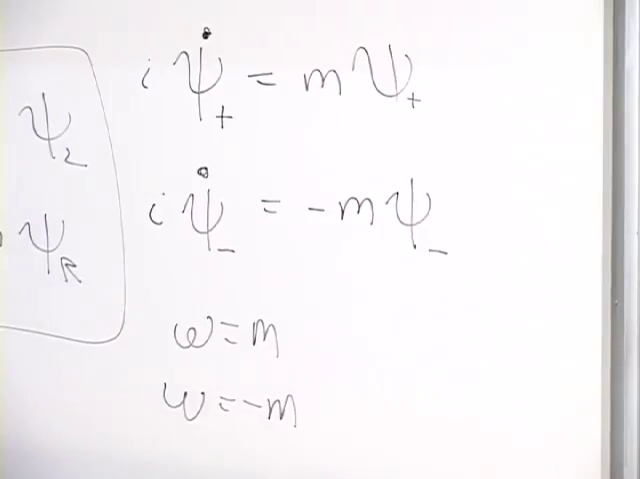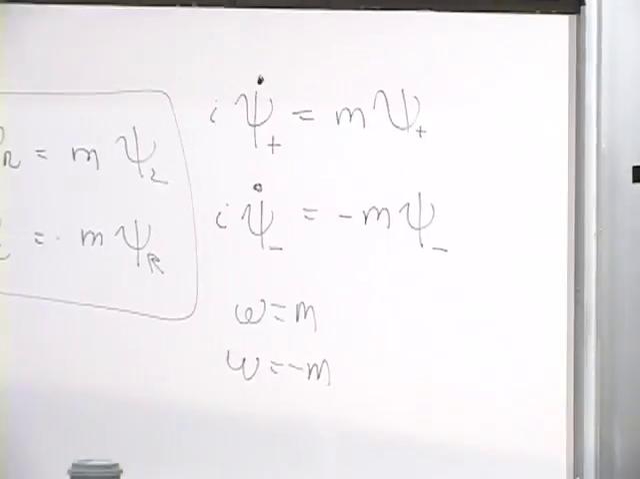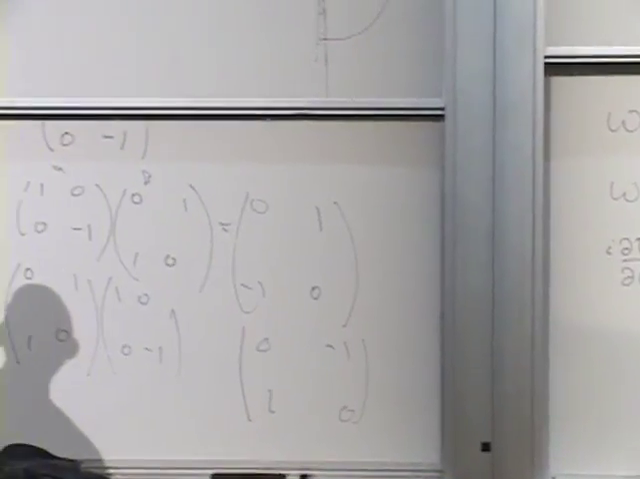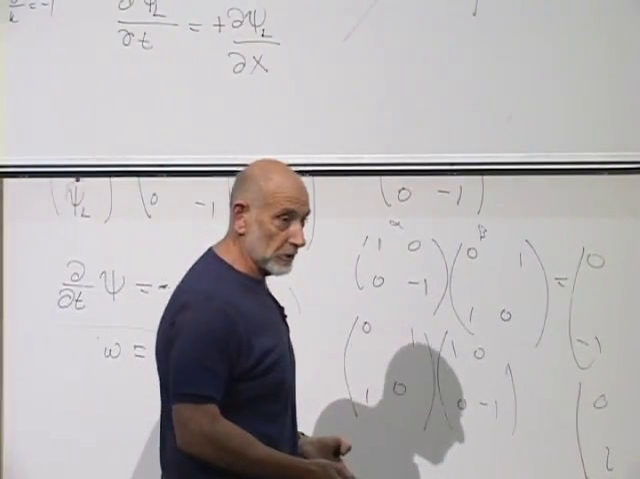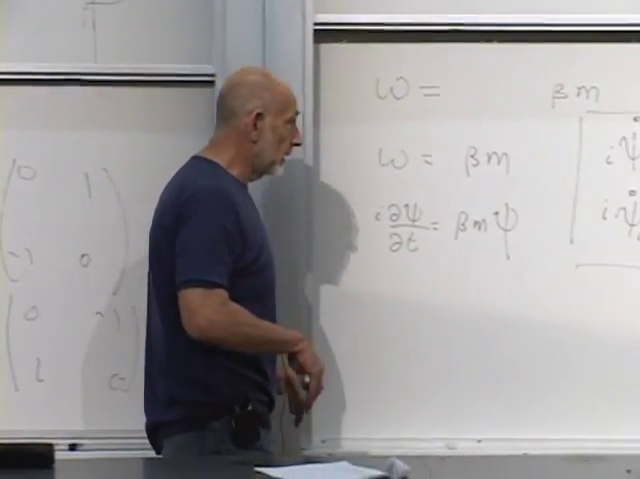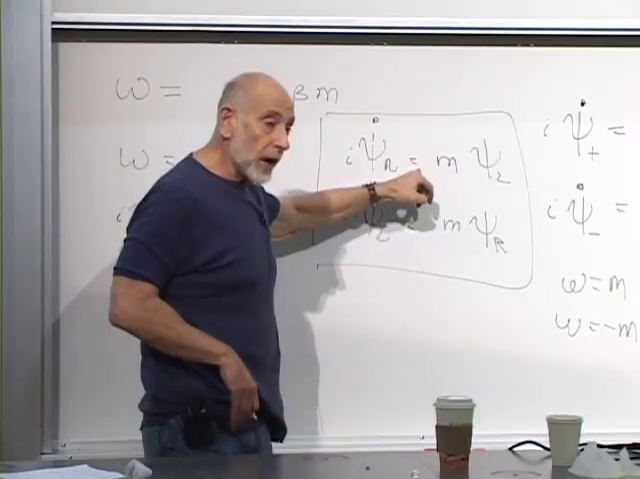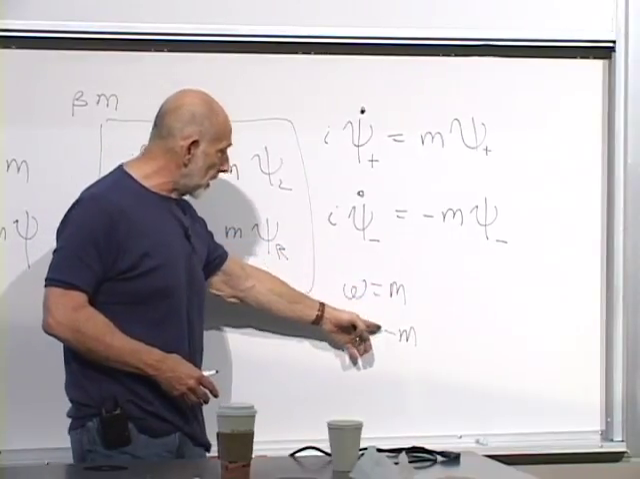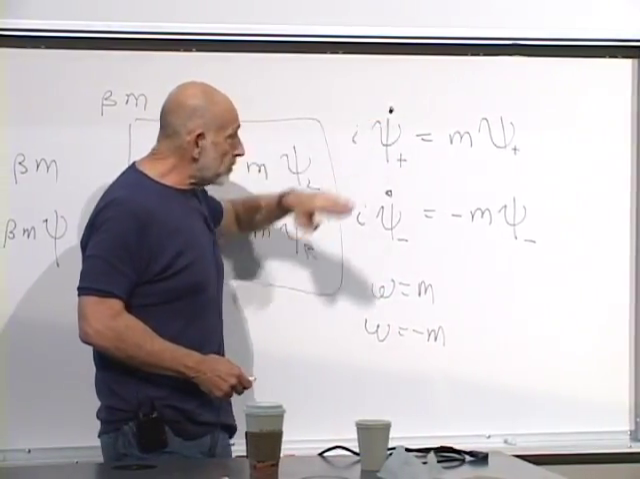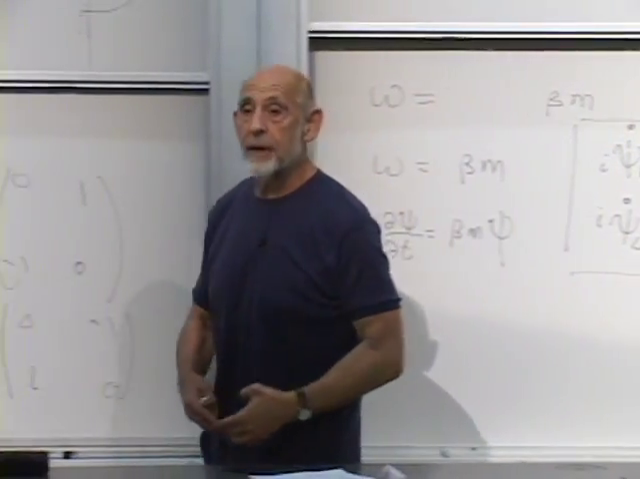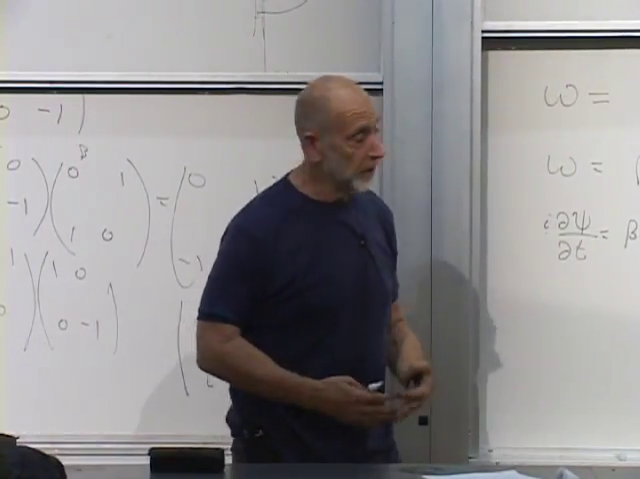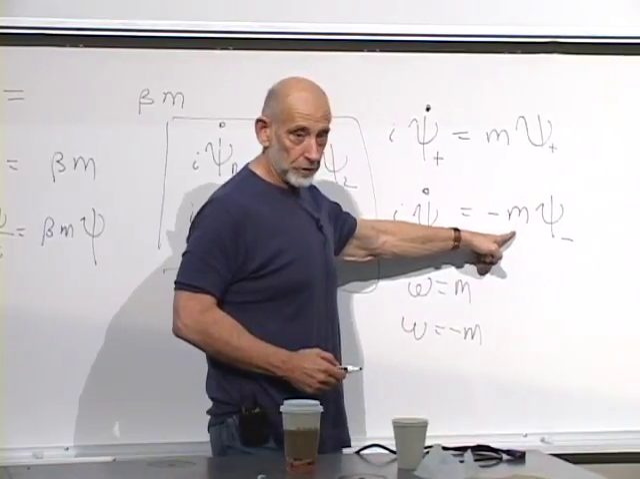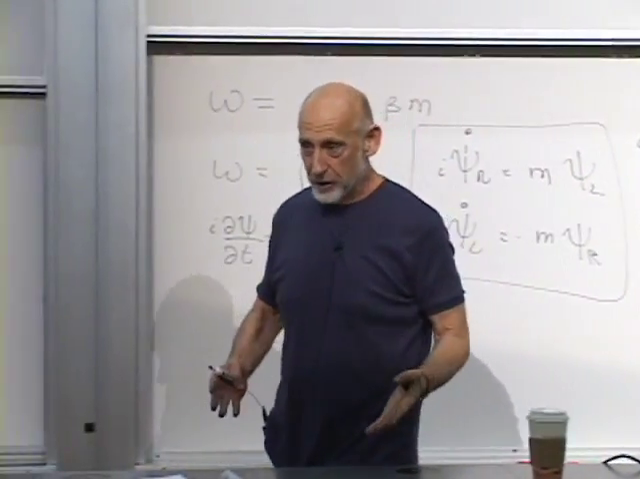So notice what's happening. When the particle is at rest, it also has positive and negative frequencies. When it was moving with the speed of light, psi left and psi right had positive and negative frequencies. But when the particle is at rest, it's the linear combinations psi plus and psi minus which have definite frequencies, plus and minus. So psi plus is the field operator describing positive energy particles at rest, and psi minus is the field operator describing negative energy particles at rest. What do we do with negative energy particles at rest?